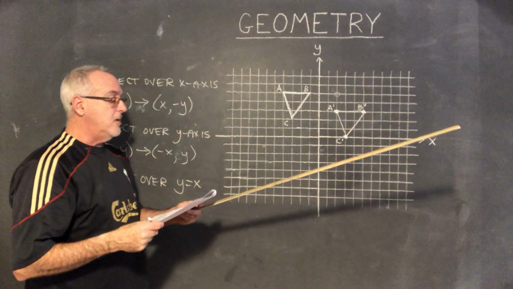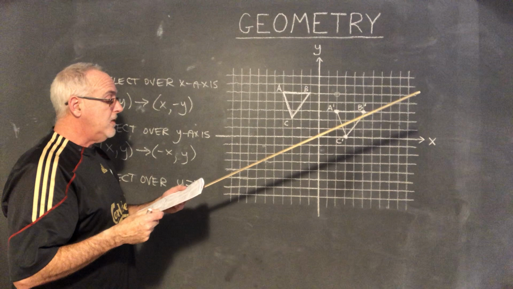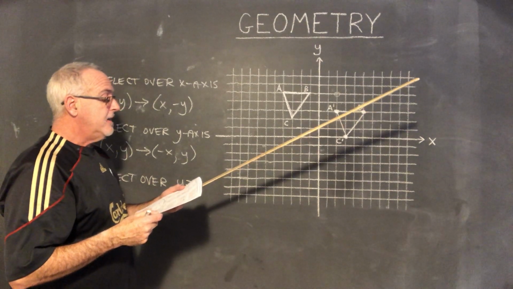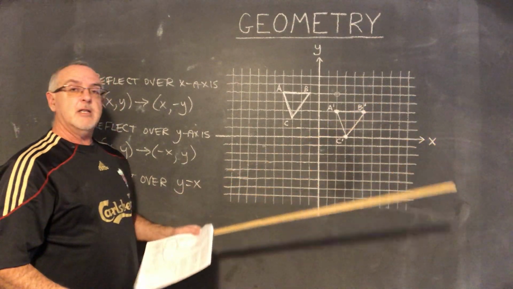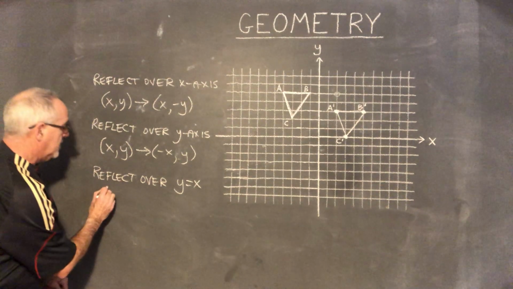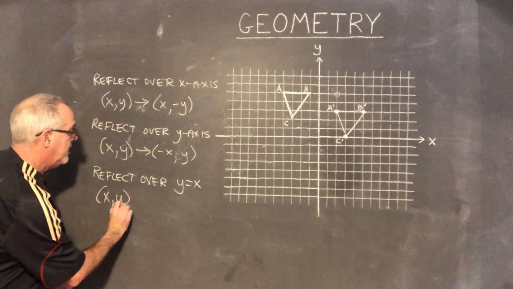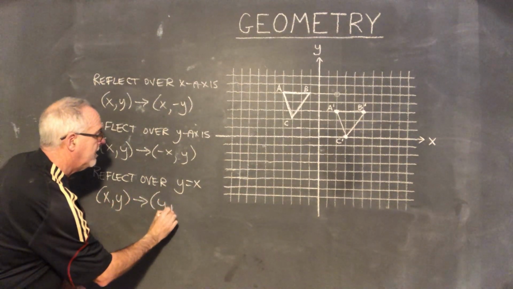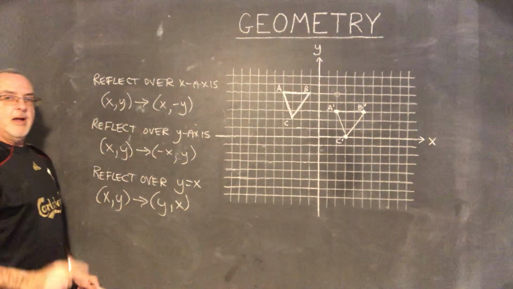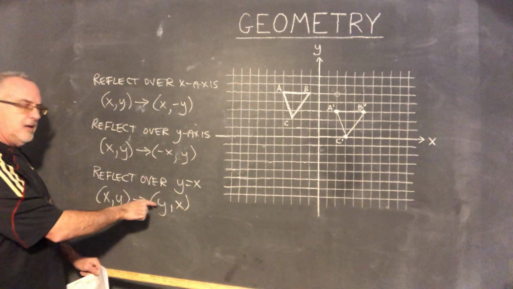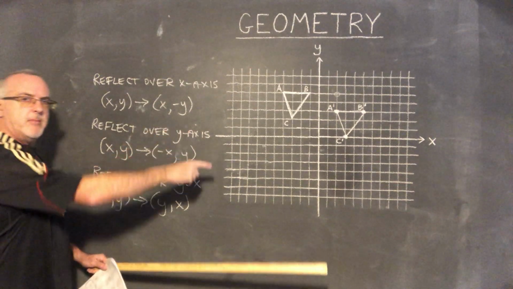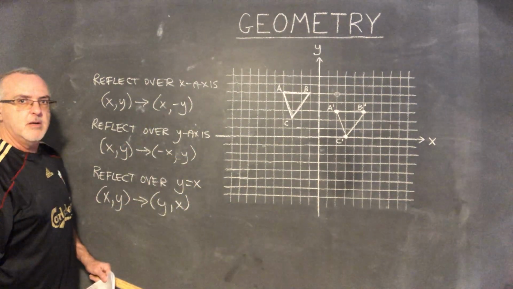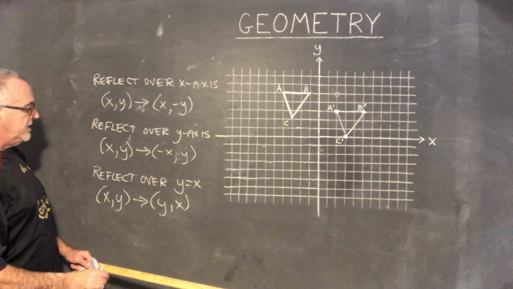Let's check my notes. Reflecting over y equals x. That's what happens, the x and the y change places. So you have x, y becomes y, x. And you'll see that is what happens. It's a little weird to look at, but when you experiment with it, you see that it happens. The students need to experiment by doing a lot of these examples.